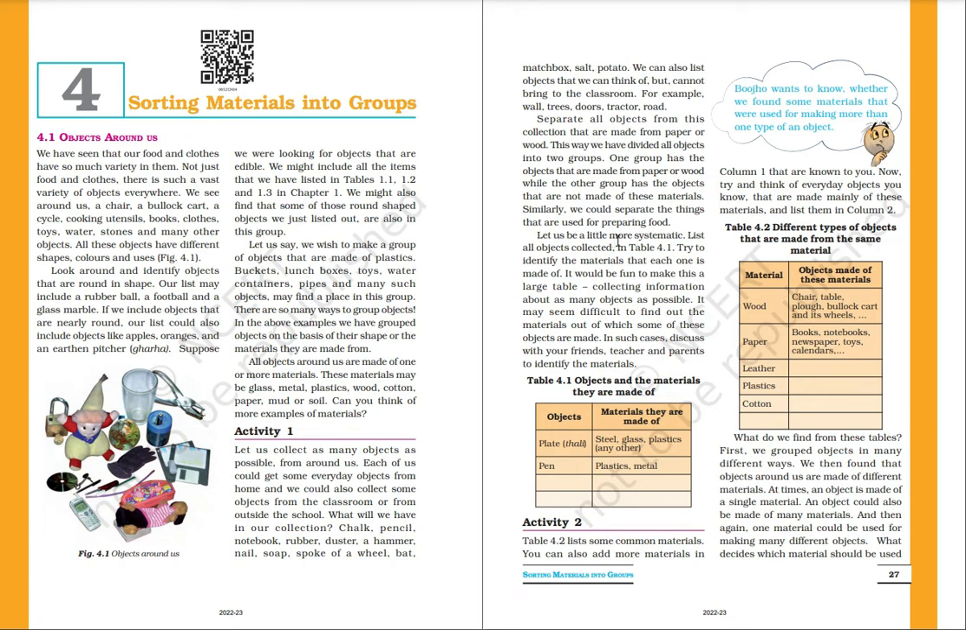Collecting information about as many objects as possible. It may seem difficult to find out the materials out of which some of these objects are made. In such cases, discuss with your friends, teachers and parents to identify the materials. Like you know that your toy is made up of plastic or wood or any other thing.